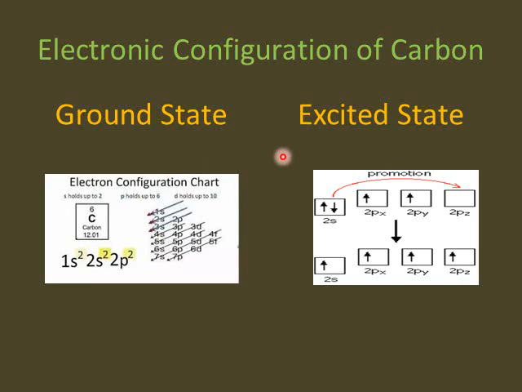So now it's very easy to understand that carbon is able to form 4 bonds. That's why carbon belongs to group number 14 and has 4 electrons in its valence shell. So definitely the number of electrons in the valence shell represents how many bonds an atom can form.